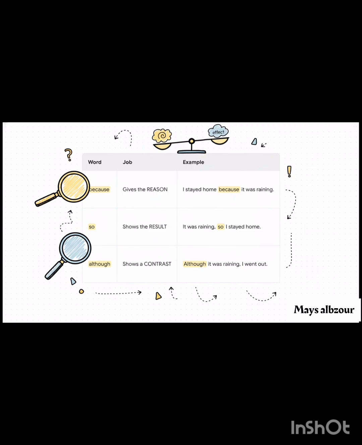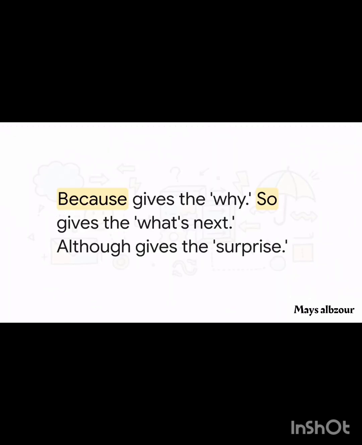Now let's compare these three powerful connectors. Because versus so. Think of them as two sides of the coin. One is the result, the other is the reason. Finally, we have although to show contrast. The conclusion: reason, result, and contrast. Because gives the why, so gives the what's next. Although gives the surprise.